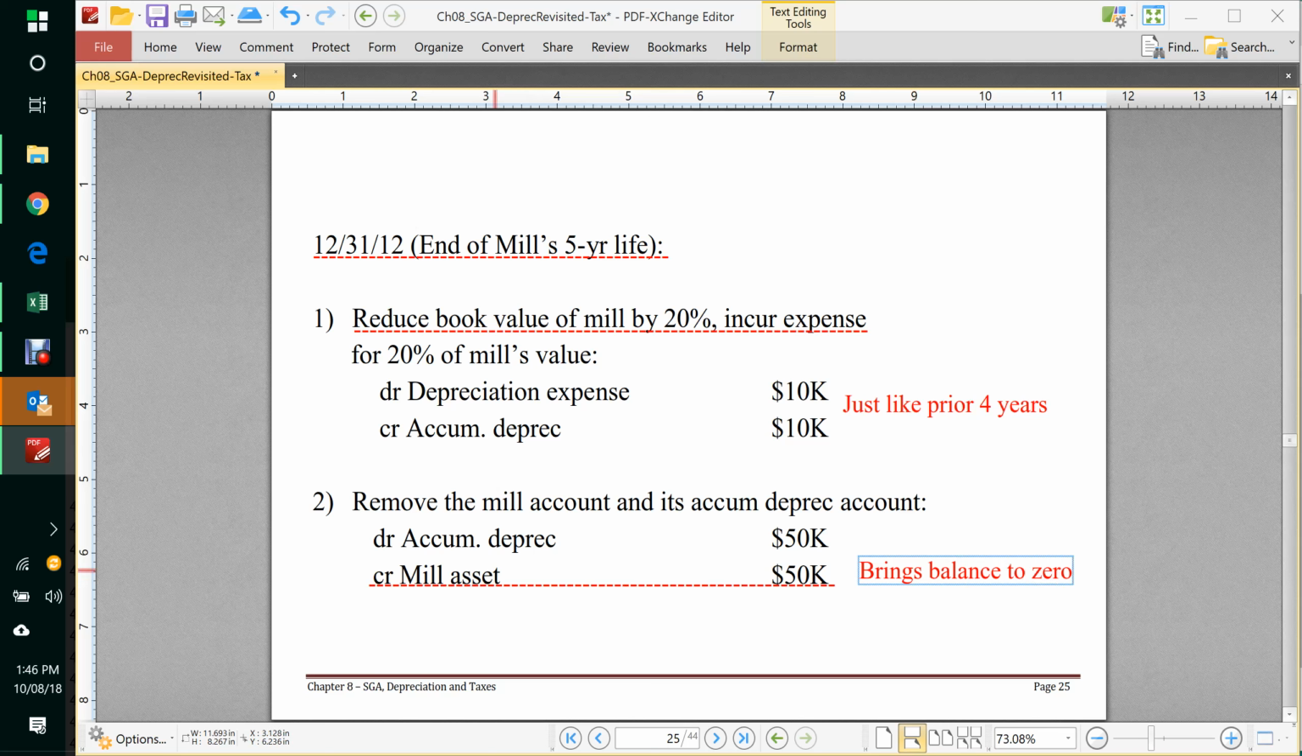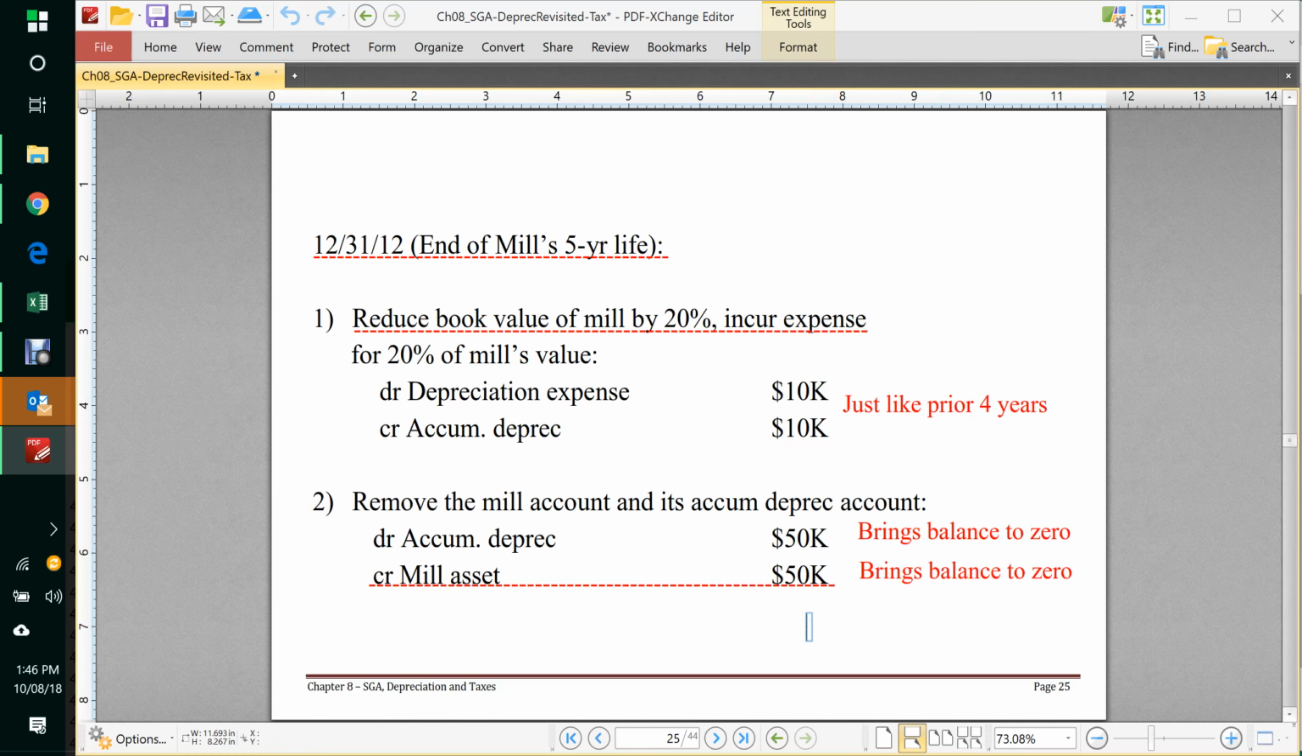And on the other side, what did we have in the pilot fish account? We had 50,000, all CR. So now we have to bring that to 0. Remember, when the shark dies, the pilot fish dies? So this brings the balance to 0.